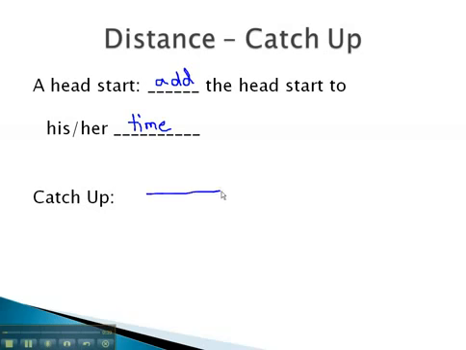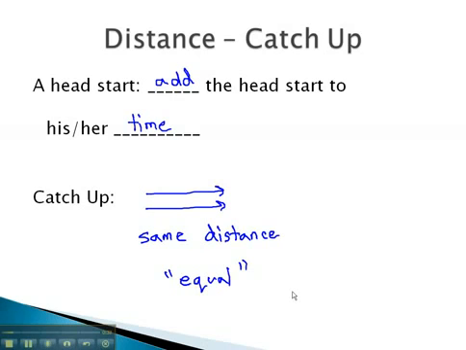When playing catch up, while one travels faster and one travels longer, they both will travel the exact same distance by the time the catch up has occurred. In math, we use equals for the same. They have equal distances. We will make the distances equal to each other.